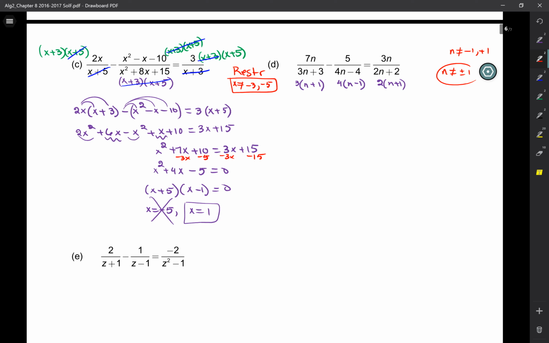So for the middle one though, can't -1 and... Right, -1 works for that one. That's fine, but 1 doesn't work for that one. Right, for all. As long as it makes one denominator 0, it's a restriction. Okay, so what are we going to multiply all this by? Between the 3, the 4, and the 12?